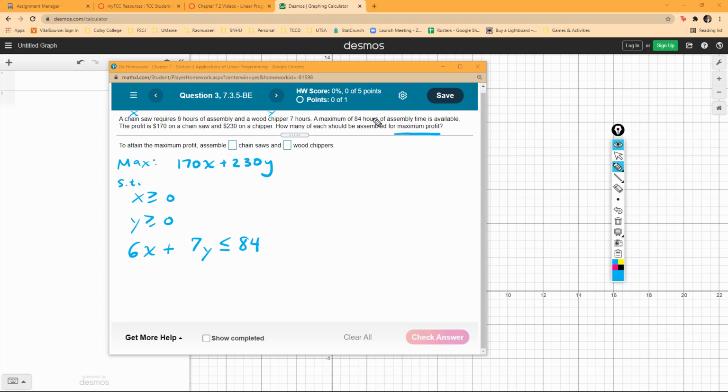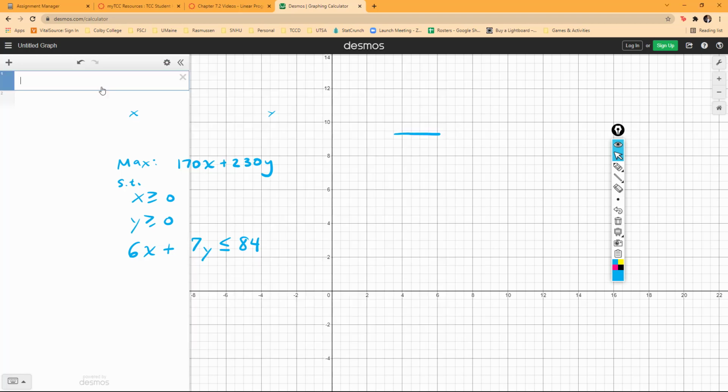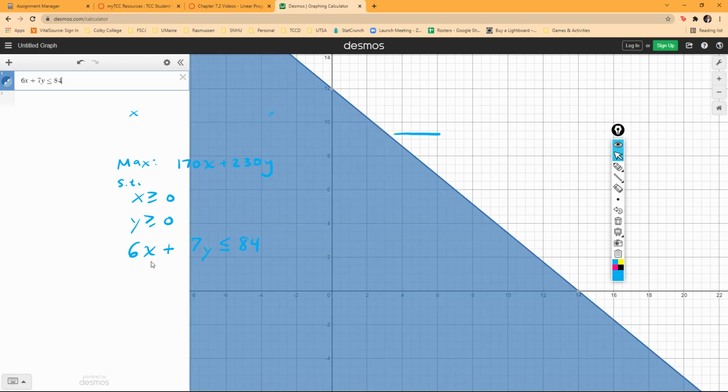Okay, now what I do with this is I take it into Desmos, which I have talked about before, my favorite graphing program, very easy to use. And I am going to type in this constraint, because that's what we're constraining, 6x plus 7y less than or equal to 84.